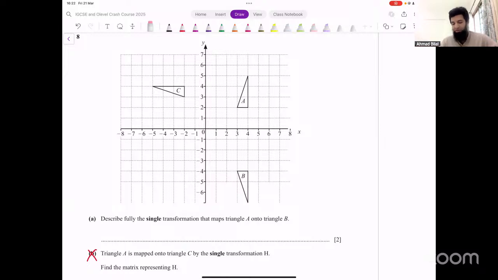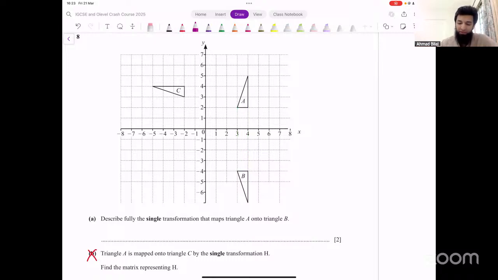Describe fully the single transformation that maps A onto B. Now, what transformation is this? I think it's fairly easy to recognize that it's a reflection. If not, you can just do that standard process. Is it a translation? No. Orientation is changing. It's not an enlargement. Size is not changing. What about rotation and reflection? You can join corresponding points and see if these lines are parallel or not. We are getting parallel lines. That means it is a reflection.